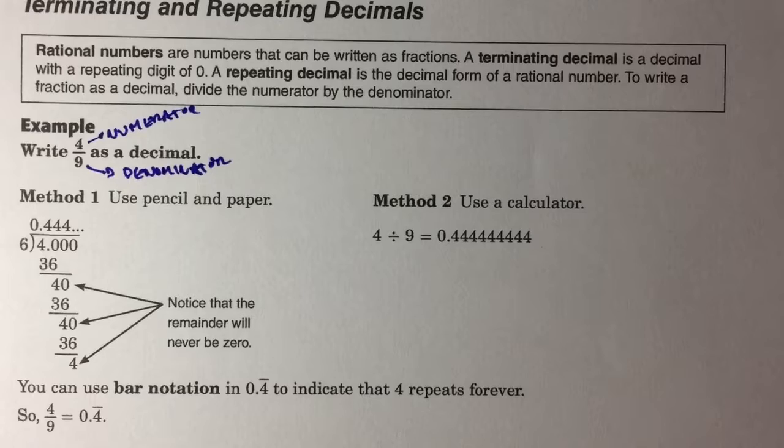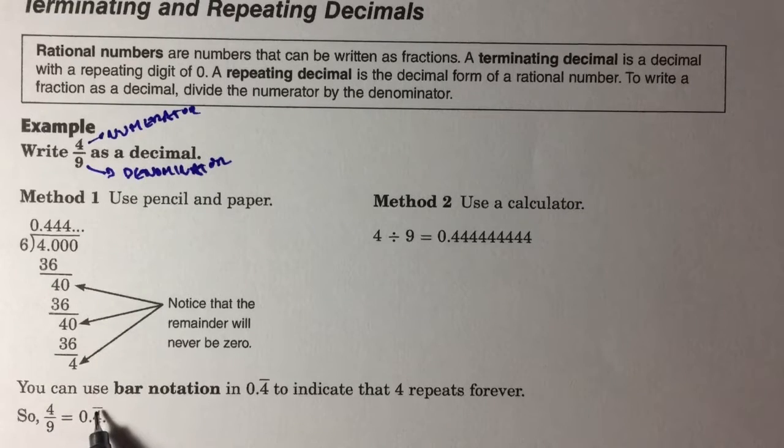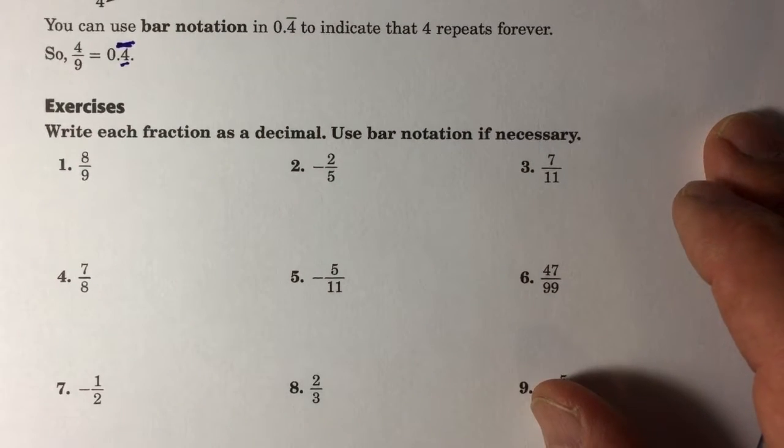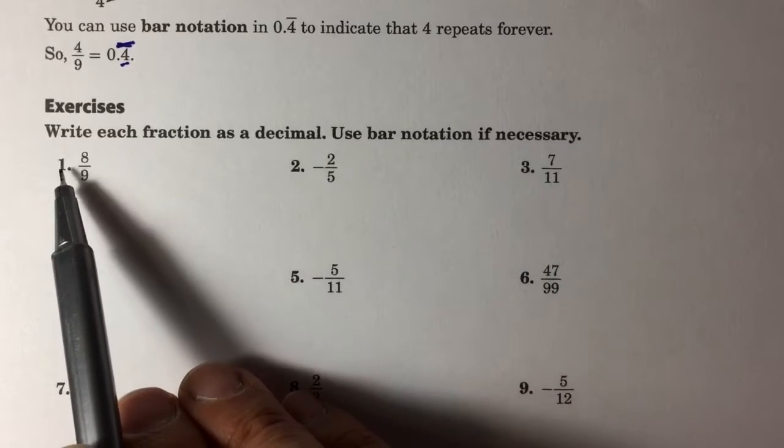How do you write that? Since the 4 is repeating, we write it with a bar notation. The bar notation is the bar here on top of the 4 that repeats. The 4 repeats, so I put a bar notation on top. Let's go now to the exercises and see how we do it.